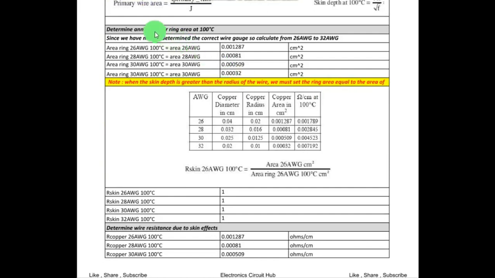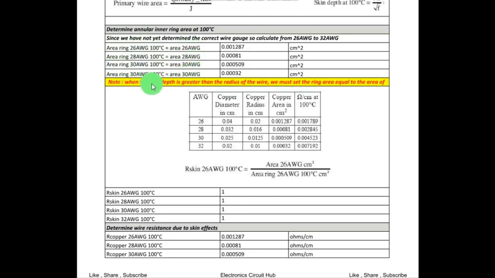Now it's time to calculate how you will define your wire size. Okay, so it is important to calculate your wire gauge or wire size. To calculate the wire size, you need to calculate the annular inner ring area at 100 degrees. Since we have not yet determined the correct wire gauge, calculate from 26 to 32. So I have calculated the wire gauge starting from 26 to, let's say here, 32.